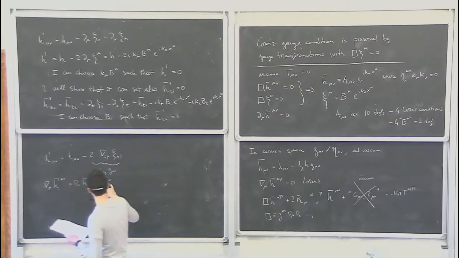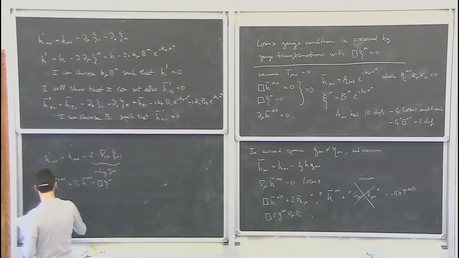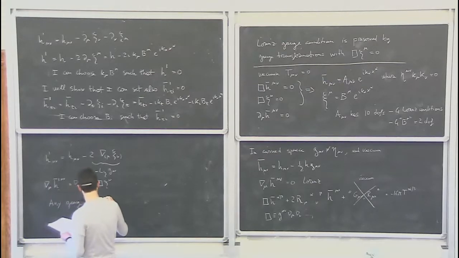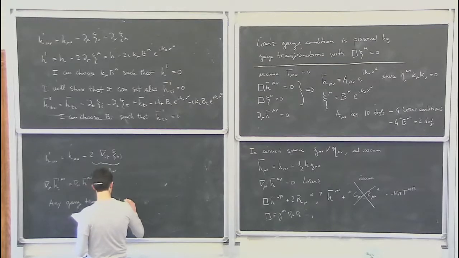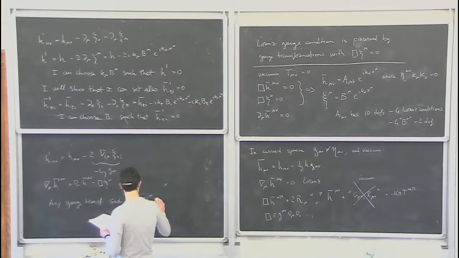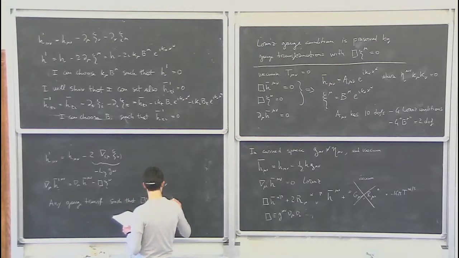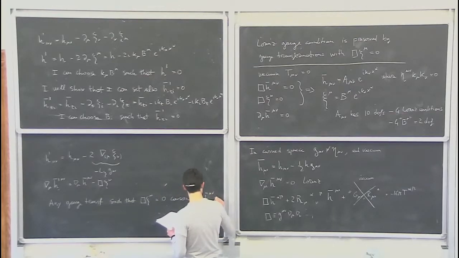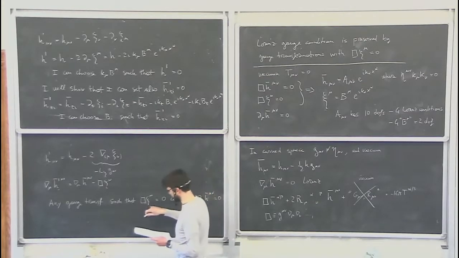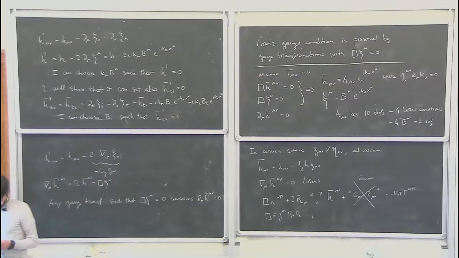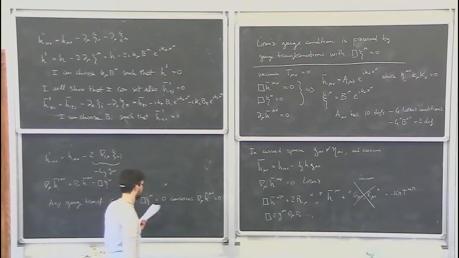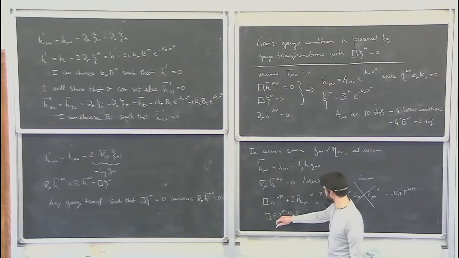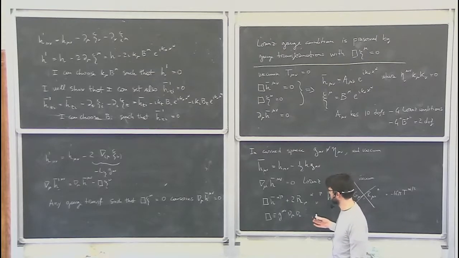So we find that any gauge transformation such that box of the generator equals 0 conserves the covariant Lorenz gauge condition. So we still have some residual gauge freedom. Unfortunately, the situation looks similar to what we had before, but now this box operator is not the flat box operator anymore. It's the box operator over a more generic metric on a more generic background.